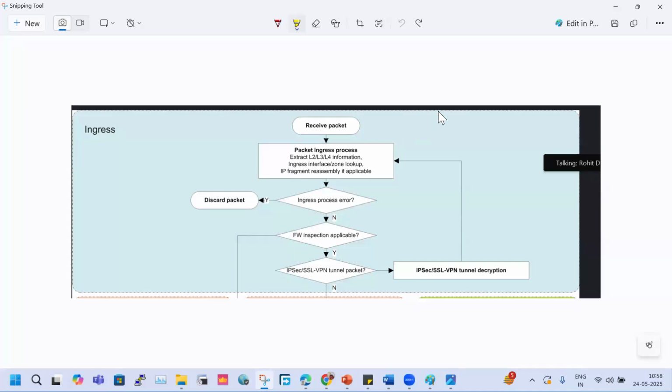In the demilitarized zone, you will place all your public servers, right? Because you do not want any hackers to come into your network, or into your local area network.